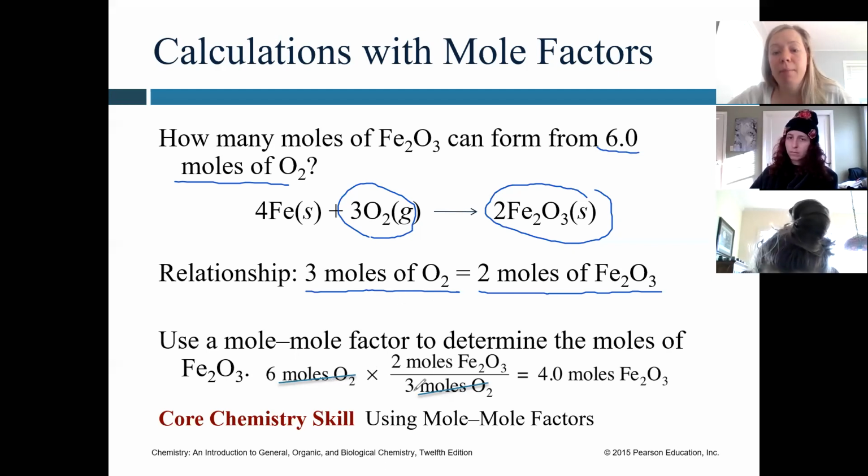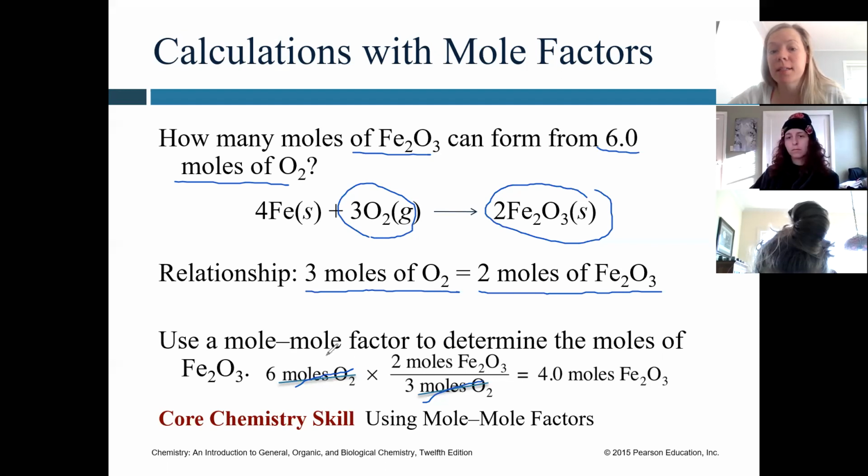So in this case, I'm going to put the 3 moles of O2 on the bottom, and I'm going to put the 2 moles of the product on the top, because I'm asking you about the product, right? So the moles of O2 will cancel, and we just multiply by the coefficient ratio. So 6 times 2 divided by 3, it'll say 4 moles of Fe2O3.